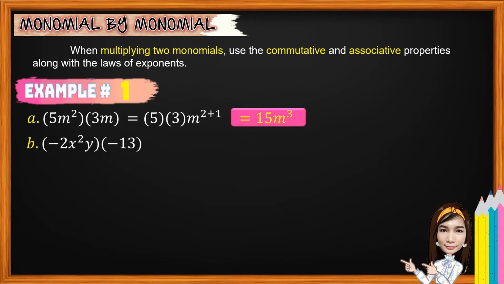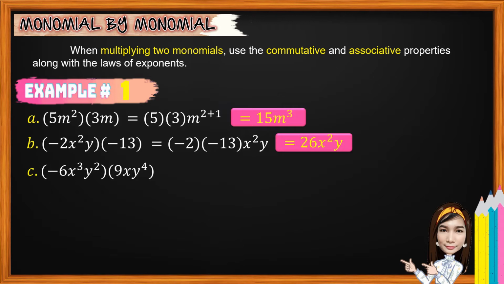For letter B, we have the quantity negative 2x squared y times negative 13. First, we're going to multiply the numerical coefficients, negative 2 times negative 13. Now, as you notice, we have no common or same base on the variables. So, we just copy x squared y. Then, simplify: negative 2 times negative 13 is equal to 26x squared y.